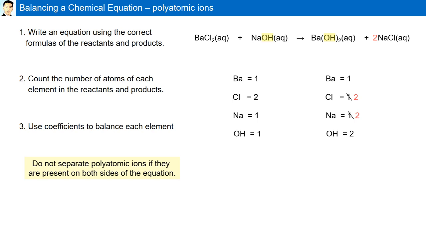So now we go back to the left side and we add a coefficient of 2 in front of NaOH, which changes the number of sodium to 2, and it also changes the number of OH to 2. Looking at our equation, we have an equal number of atoms on the reactant side and product side. Therefore, this is our balanced equation.